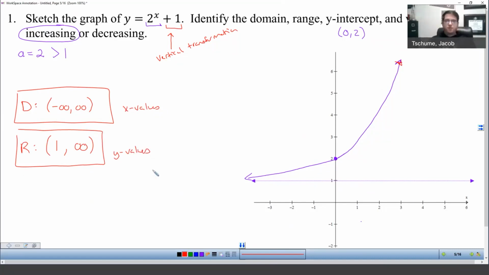Just remember that for domain, you are looking at the x values, and for range, you are looking at the y values. So we sketched the graph, we found the domain and range, and then we found the intercept, and then whether it was increasing.